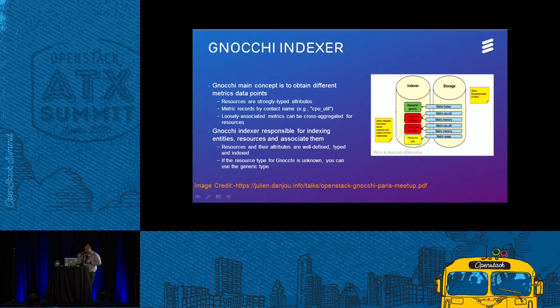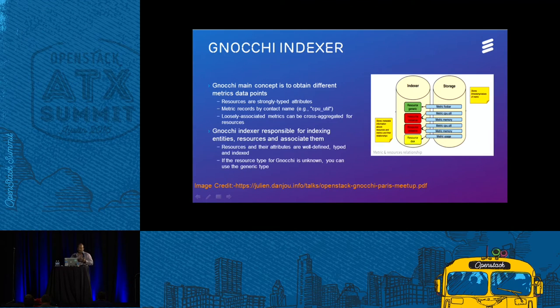So what do I mean by that? If you run a Gnocchi API and you are trying to retrieve a particular metric, for instance A, you want to retrieve the CPU utilization metric. What Gnocchi will do in that case is go first to the indexer and try to find, okay, for this particular instance, for this particular resource, I need to get a CPU utilization. And then it will map based on what is stored in the storage and retrieve that data for you.